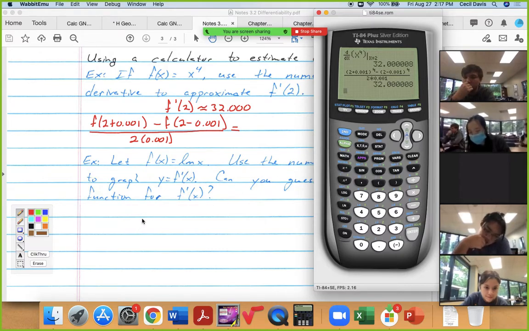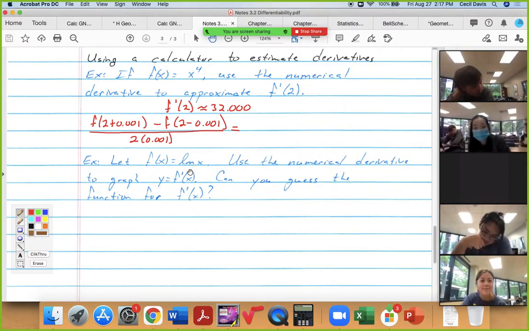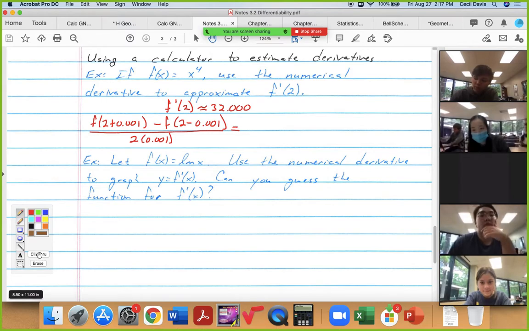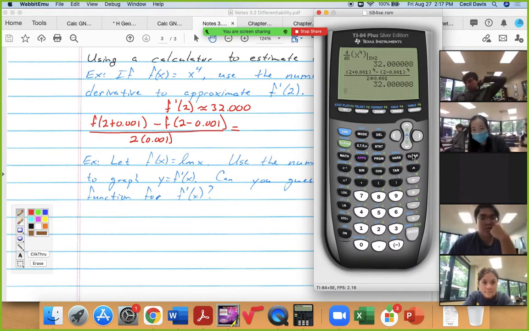Okay? So, let's let f of x be equal to the natural log of x. Here we're going to use the numerical derivative to graph y prime of x. And then we're going to try to guess what the function for f prime of x is. Well, that should be fun. How do we do that?